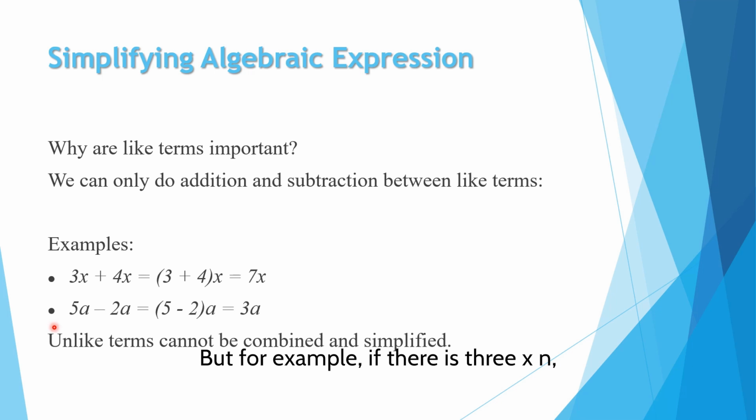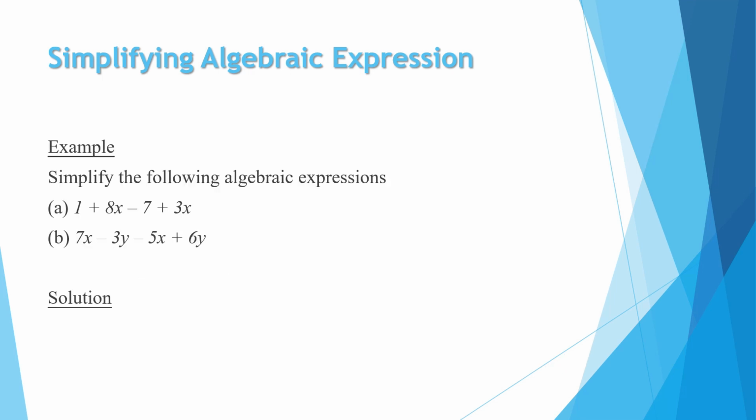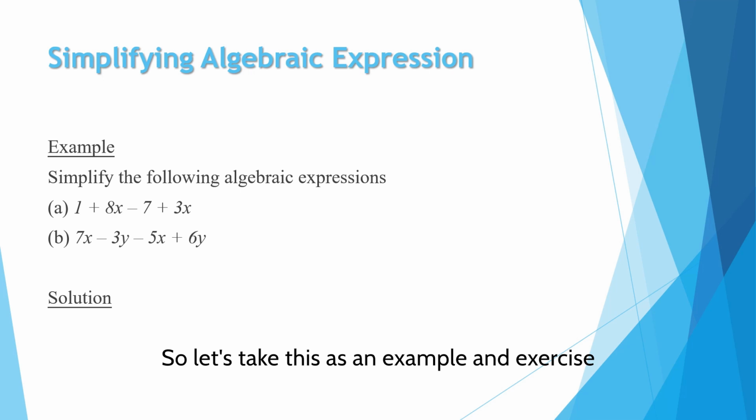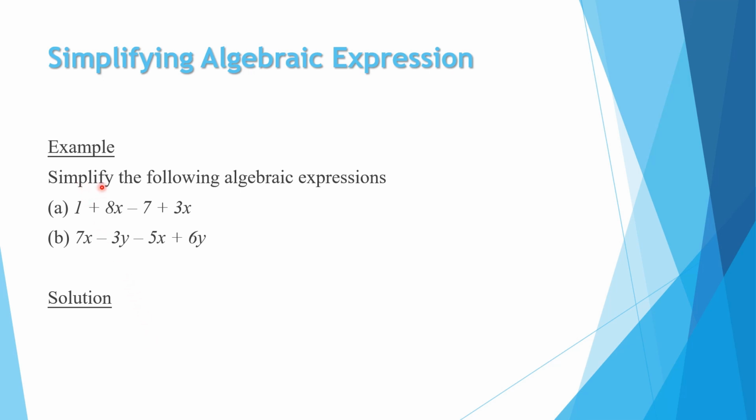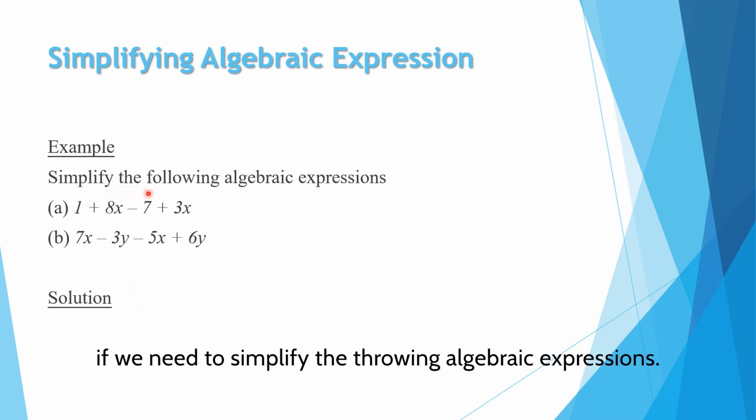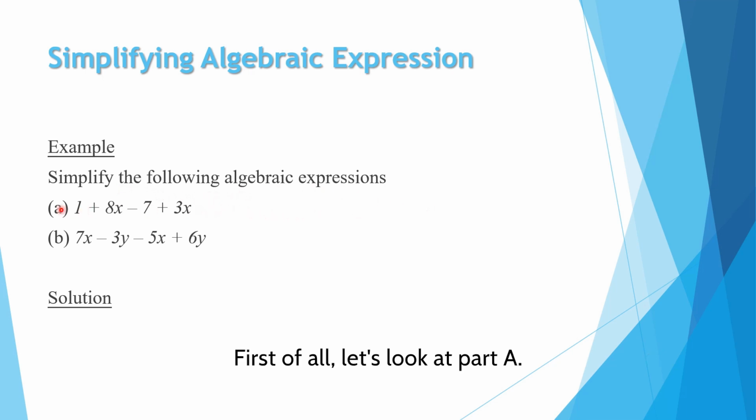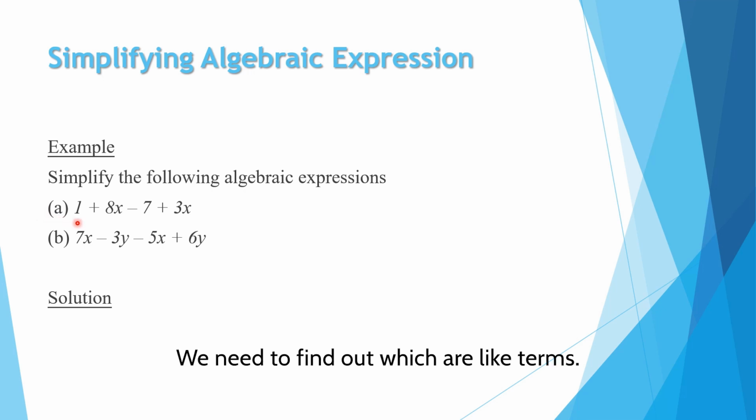But for example, if there is 3x and another term is 4x squared, because 3x and 4x squared are unlike terms, in that case, we cannot add them together. So let's take this as an example and exercise. If we need to simplify the following algebraic expressions, first of all, let's look at part A. We need to find out which are like terms.